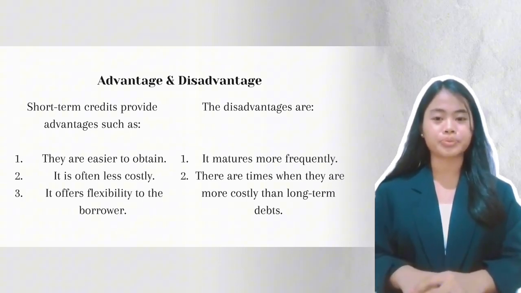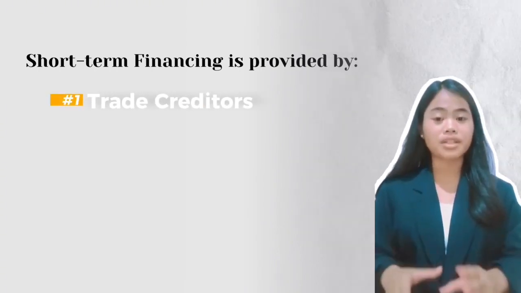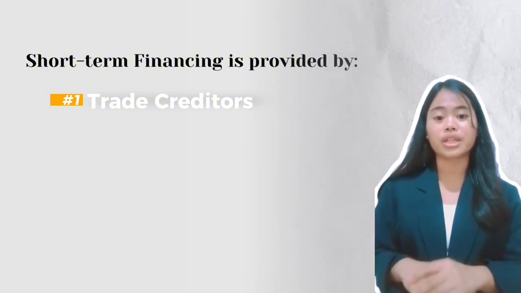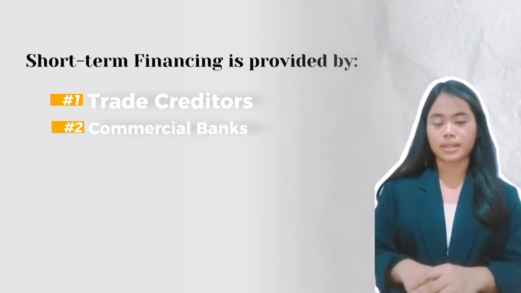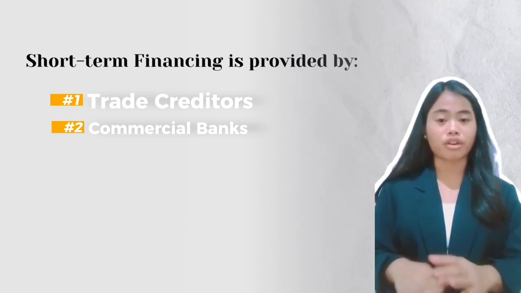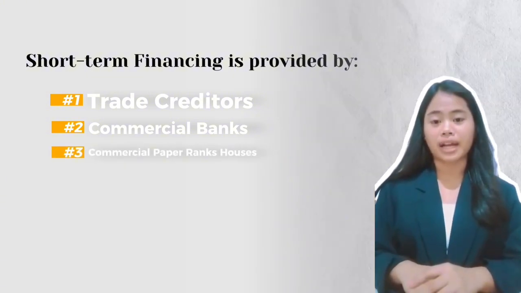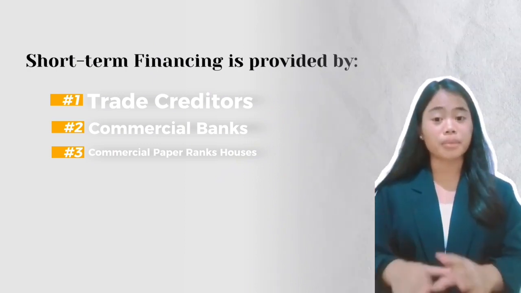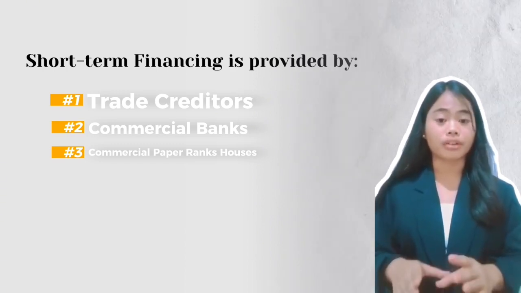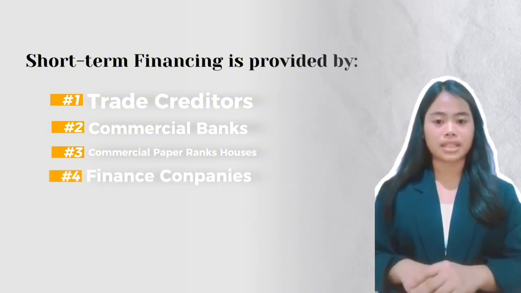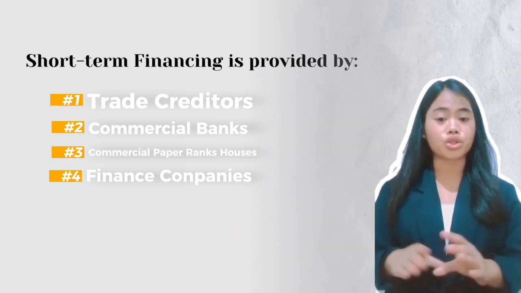the long-term debts. Short-term financing is provided by trade creditors. It is a supplier extending credit to a buyer for use in manufacturing, processing, or selling goods for profit. Commercial banks are institutions which individuals or firms may tap as a source of short-term financing. Commercial paper houses sell commercial paper, a short-term promissory note generally unsecured and sold through commercial dealers or directly to investors.